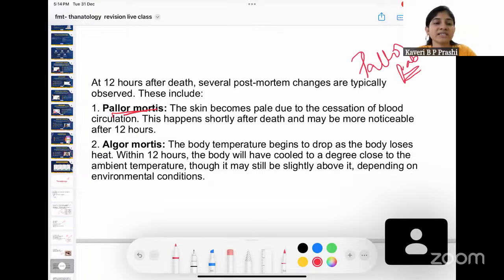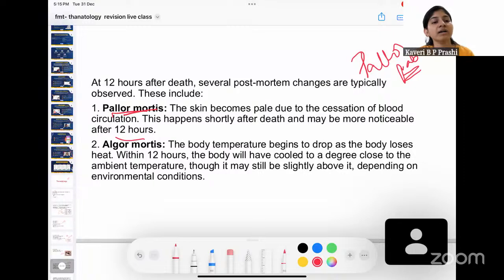Basically, you have to understand that they're talking about a color change. Usually when we say that somebody is looking pale, what do we mean? We mean that they look a little dull, not very pinkish. They have that dull appearance. So that is called pallor. So pallor mortis means that dull appearance. Why is the entire body looking dull? Because the blood flow has stopped. Therefore, it looks dull and it is most visible at 12 hours.